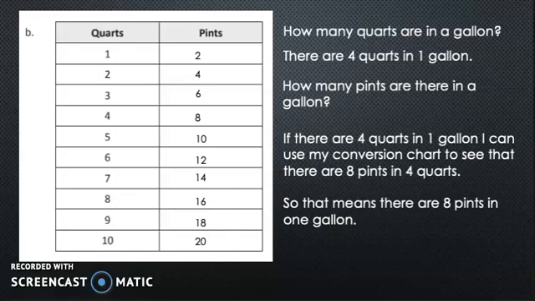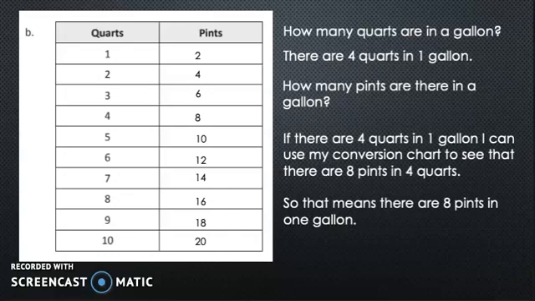because there are 8 pints in 1 gallon. To find that, I took my 4 quarts that I know are equal to 1 gallon and I multiplied them by 2 to get 8 pints. You could also use your conversion chart to see that 4 quarts is equal to 8 pints. So that means there are 8 pints in 1 gallon. This is called a 2-step conversion. I need to use 2 conversion tables and 2 steps to get my answer.